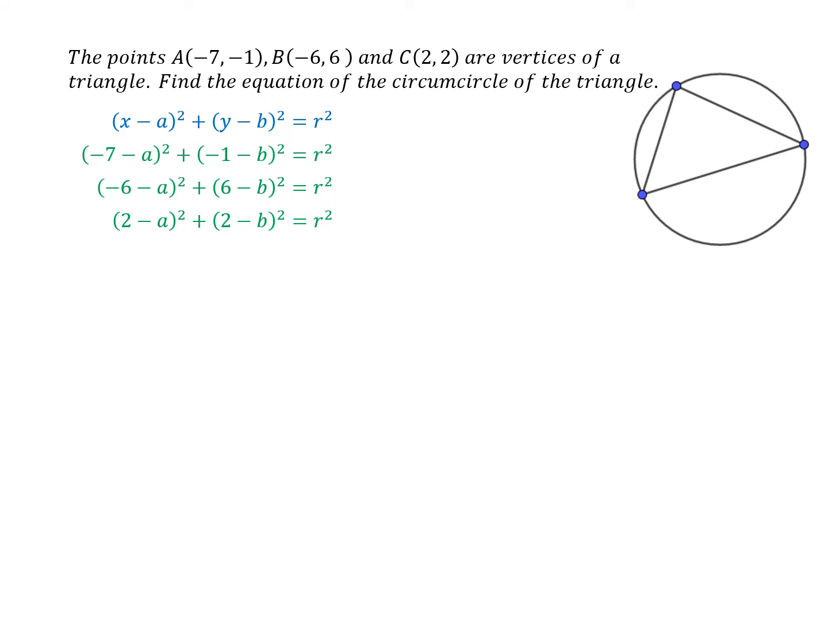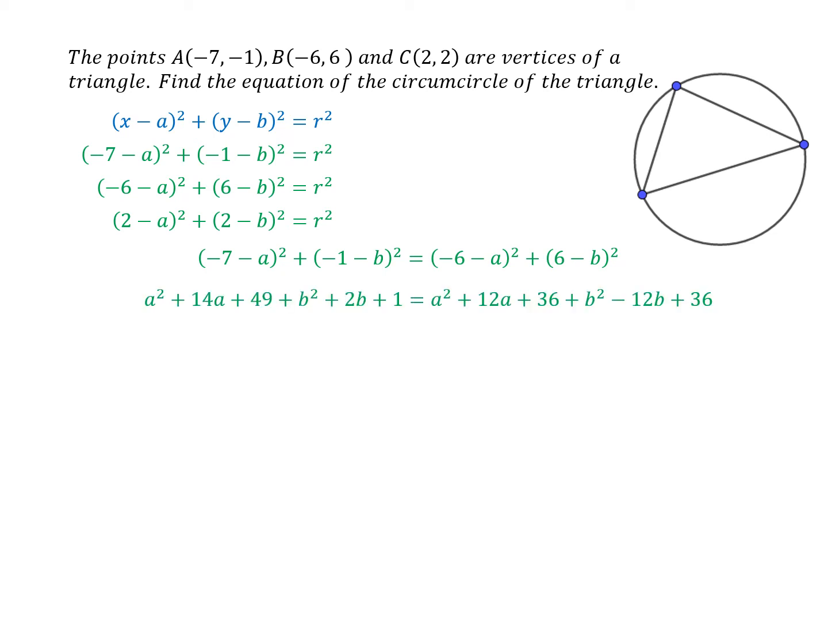So I can now look at this pair of equations, and if this is equal to r squared and this is equal to r squared, then these two expressions must be equal to each other. That looks a bit long-winded, so I'm multiplying the brackets out. Looks even more long-winded, but luckily the a squareds cancel, the b squareds cancel, and when I combine like terms, I get this. A nice, neat, linear equation.